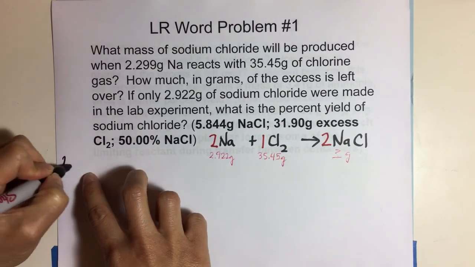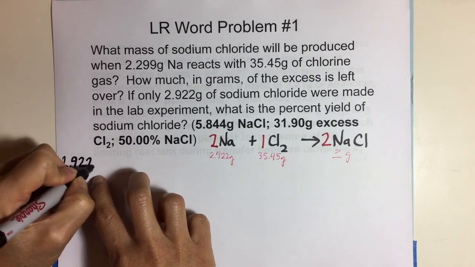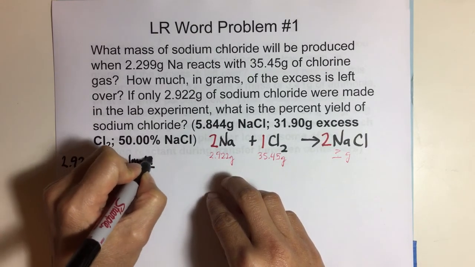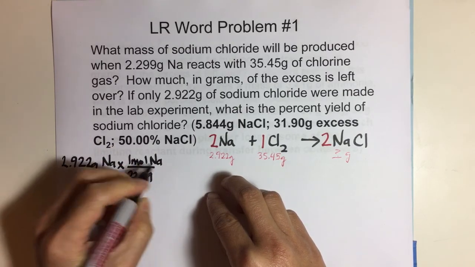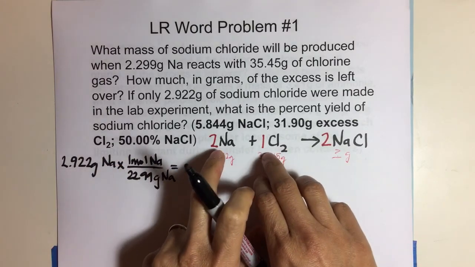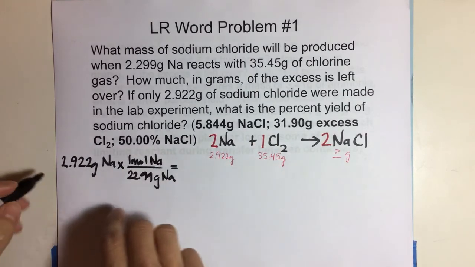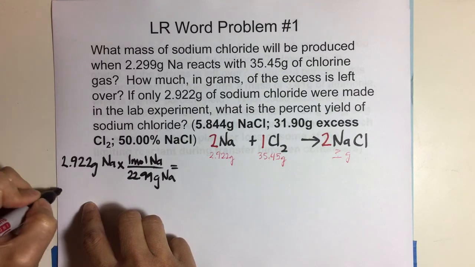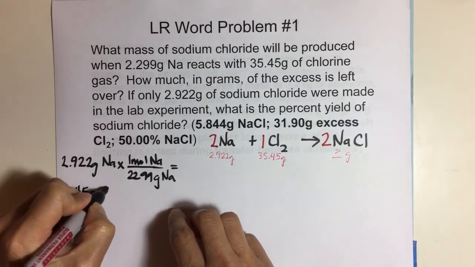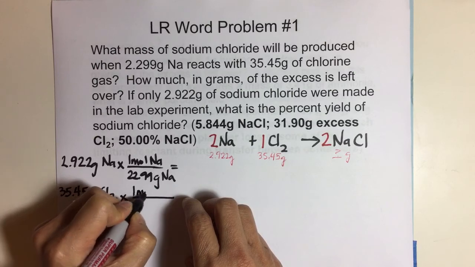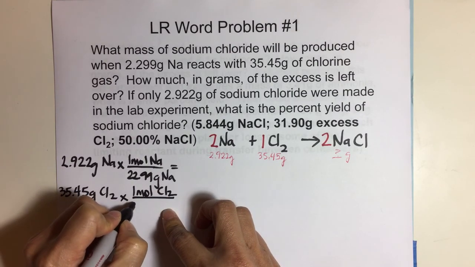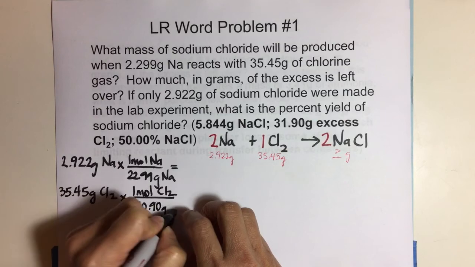So take a second and convert that, 2.922 grams of sodium, and you're going to convert it to moles. So 1 mole of sodium has 22.99 grams of sodium. Upon converting it to moles, then you can do a stoichiometric proportion using this equation, which is a mole ratio. So you have 35.45 grams of chlorine, and you want to convert it to moles. Notice that chlorine is a diatomic molecule, so you must take the molar mass of both chlorines, so it's 70.9 grams of chlorine.